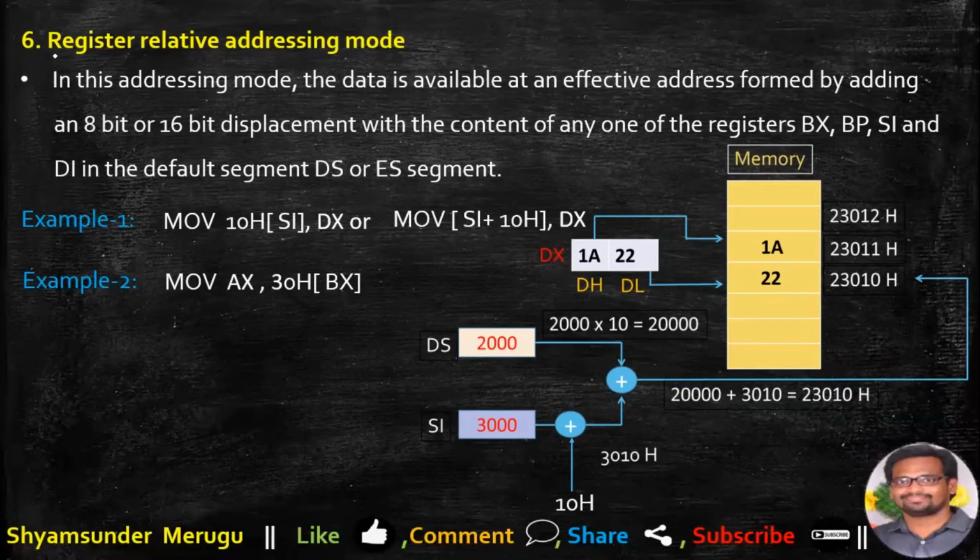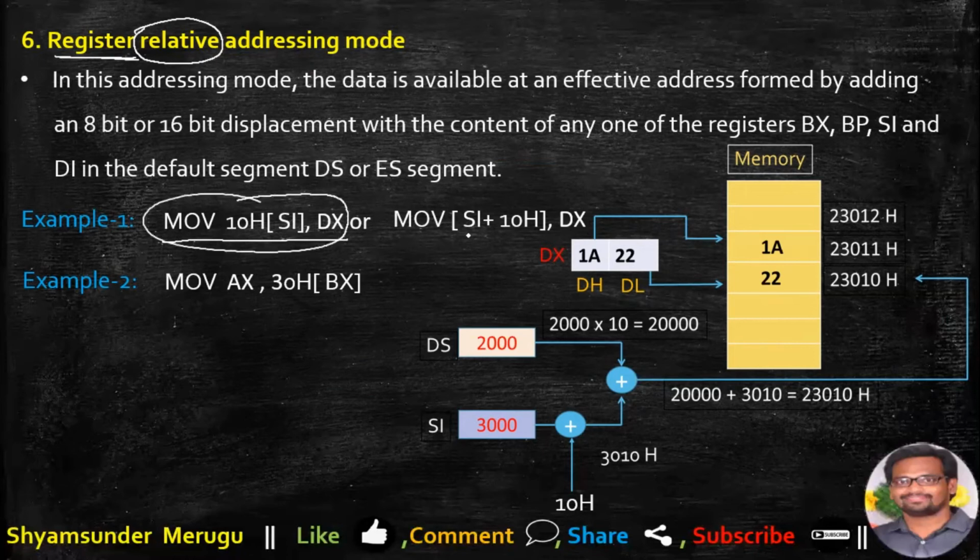Coming to register relative addressing mode. See, here we are using the registers. And relative is specifying what? Displacement address. That may be an 8-bit displacement, that may be a 16-bit displacement. Now you can look at this particular instruction. So this particular instruction is saying MOV 10H[SI], DX. That means we can also write this particular instruction as MOV [SI plus 10H], DX.